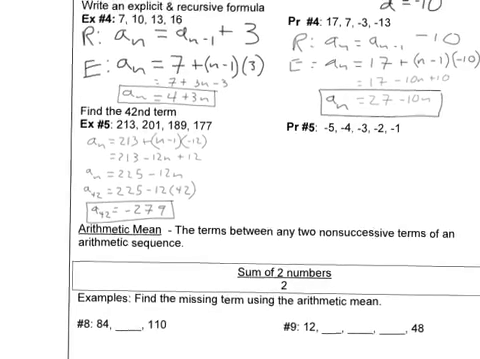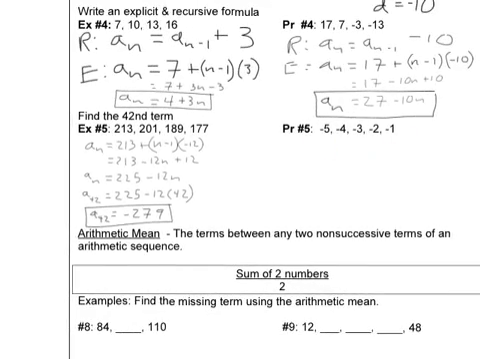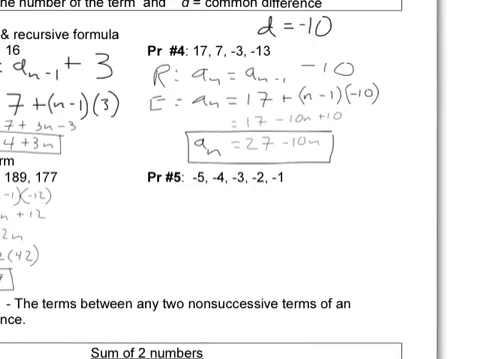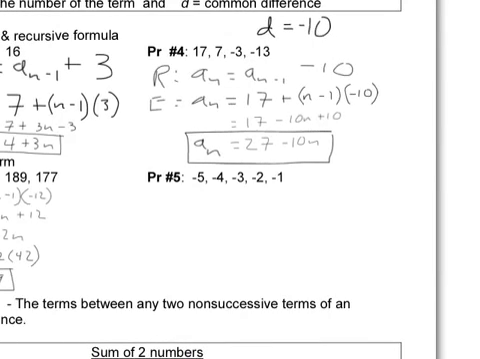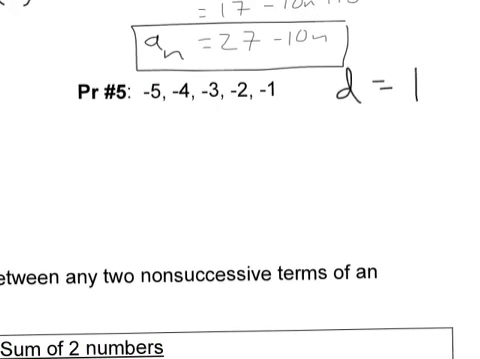Okay, so you got a similar pattern here. You're going to write the explicit and then plug in 42 to find the 42nd term. Your common difference here apparently is just 1, because look, it's going up by 1 every single time. So go ahead and do that on your own. I would pause the video because I'm going to put the answer up in just a second.